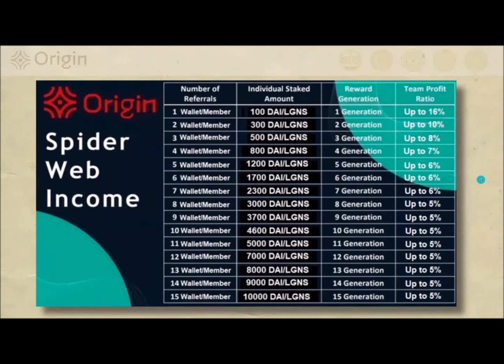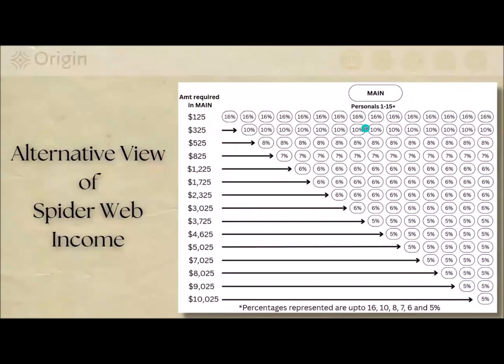Now, how it kind of works is, I'm going to move to a different slide just to show you what it does. Okay, so your main wallet, this being you at the top here, you would have to have $125 in LGNS staking. Now, it says $100, but we recommend an extra $25 buffer because crypto goes up and down in price. And if you fall below the $100 threshold, you get disconnected from your commissions. And then you won't get reconnected until you come above that threshold again. So we recommend an extra $25 buffer for everybody that wants to do this business.